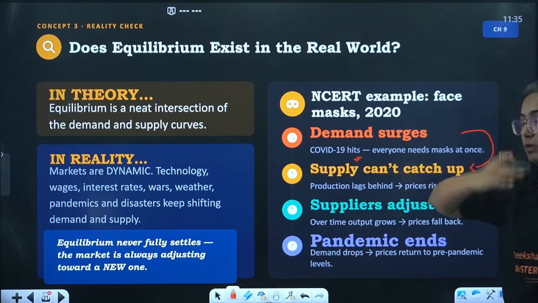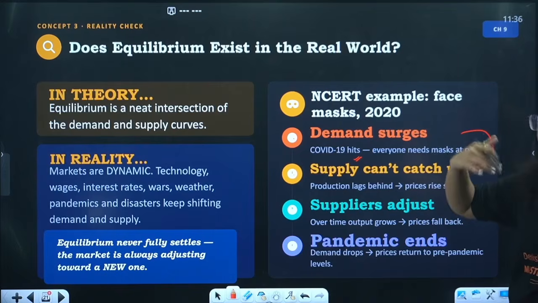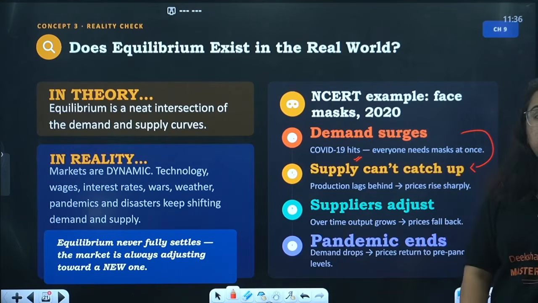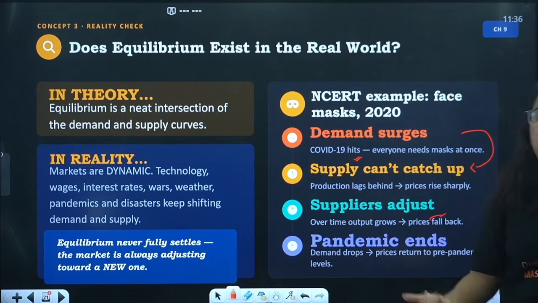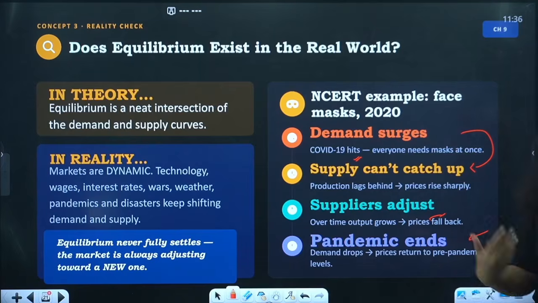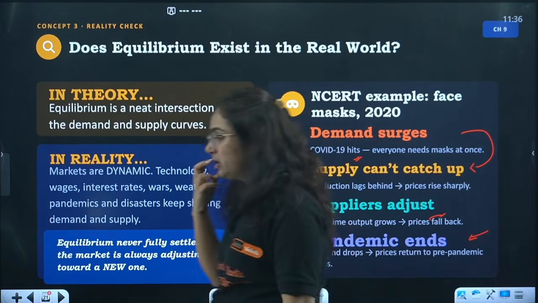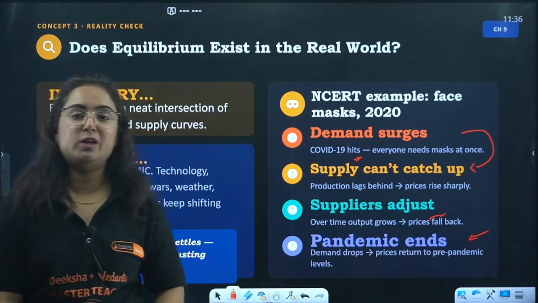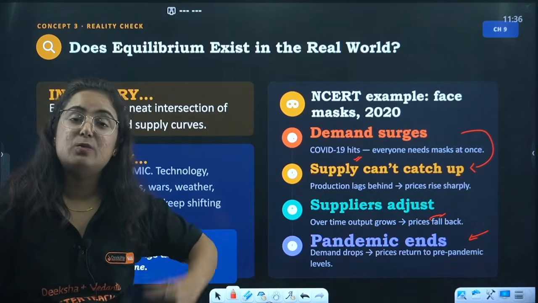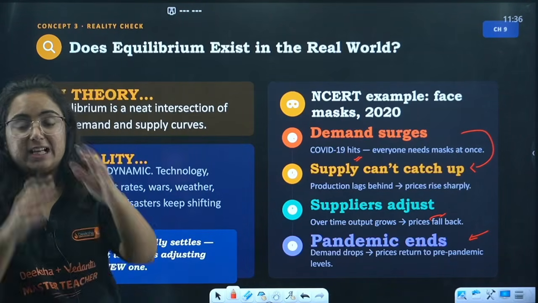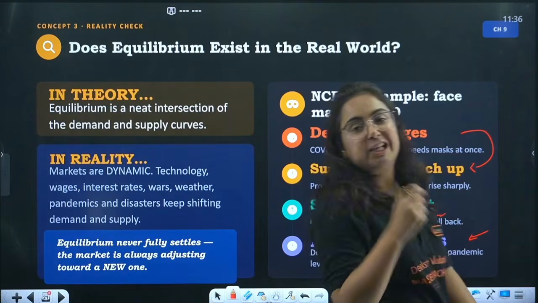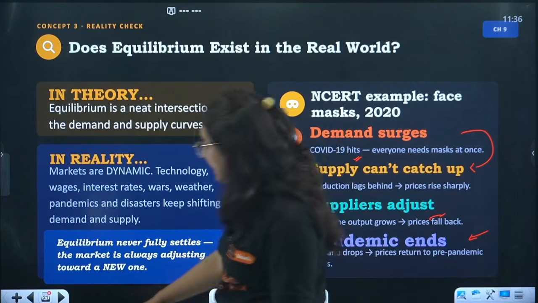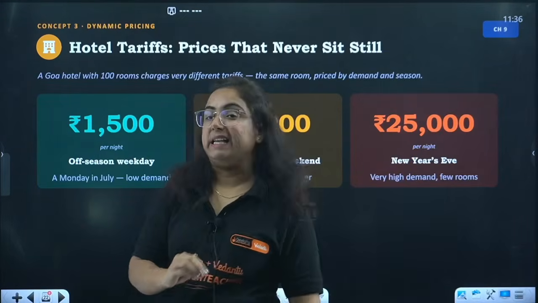But eventually, when there was more demand, the suppliers started producing. The supplier adjusts to the demand in the market. Then when the pandemic ended, the demand for masks decreased, but the supply was higher, and that stock went to waste. So there is no condition when an equilibrium can be reached in the market, and this is only and only in theory.